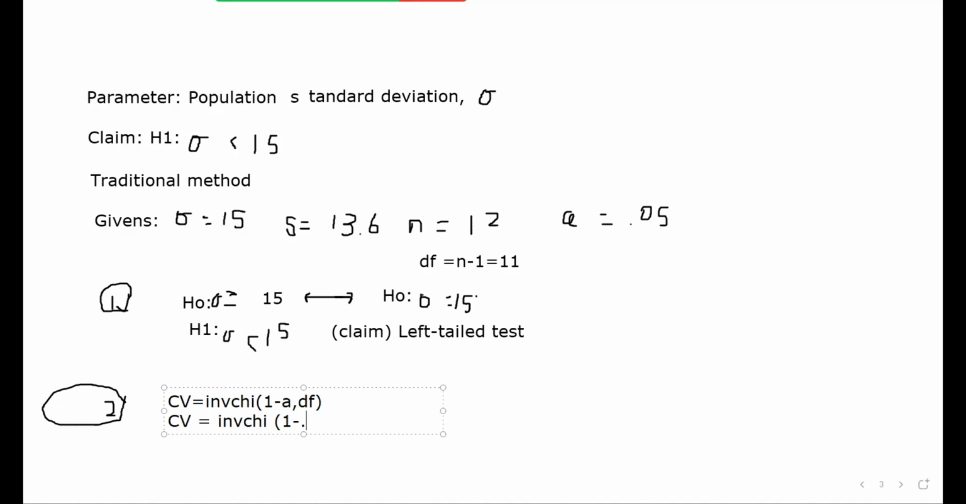And what is my degree of freedom here? 11. Right. Go ahead and put that in your calculator. I got 4.5748. Do a quick swap and I'll tell you if you're correct or not. But I believe in you.